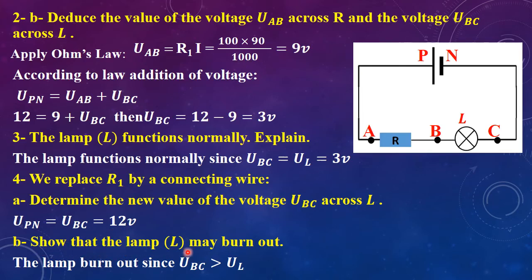Show that the lamp may burn out. Here, since the value of UBC is 12 and the voltage of the lamp is 3, then the lamp L is burned out.